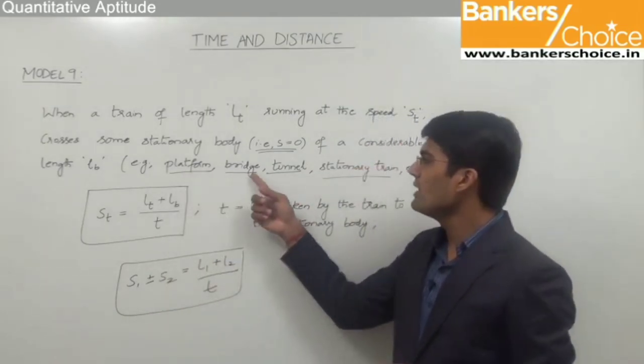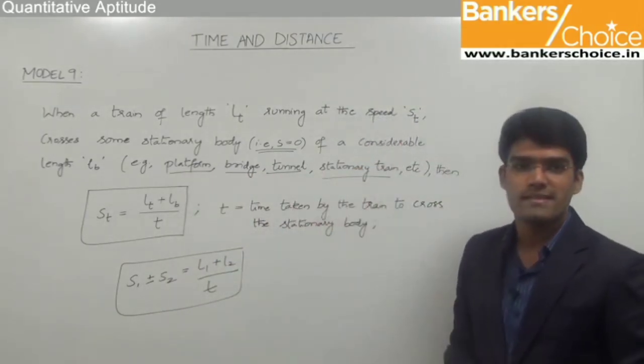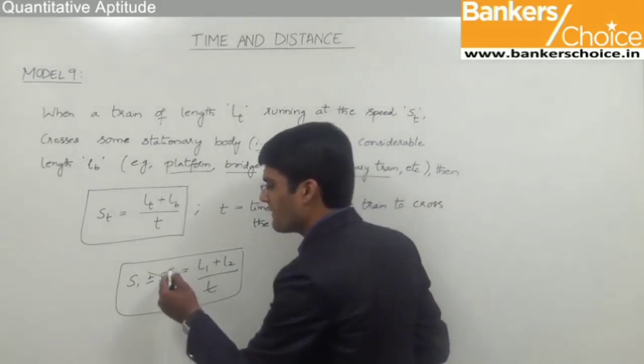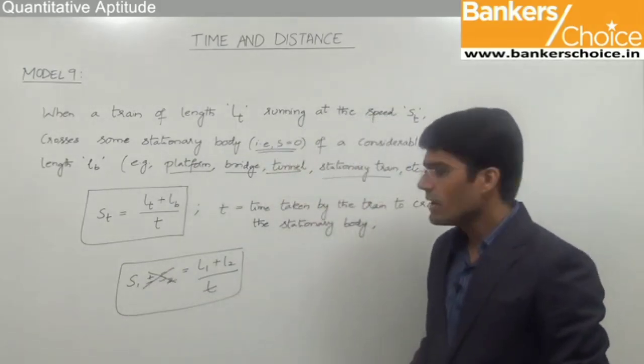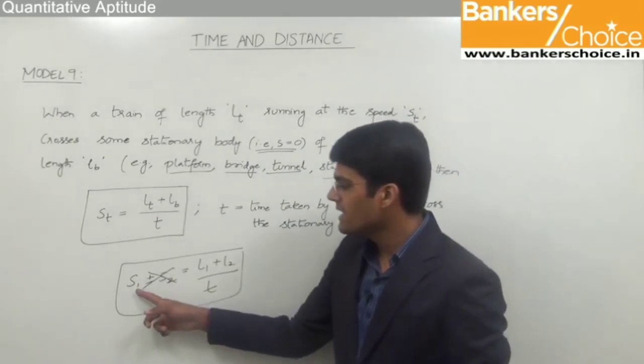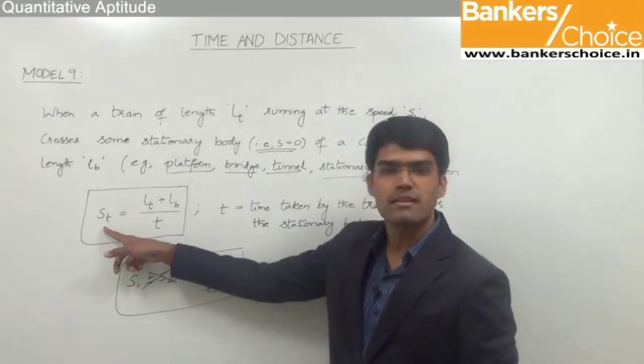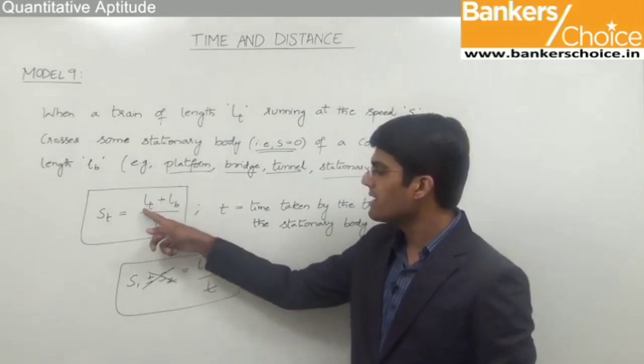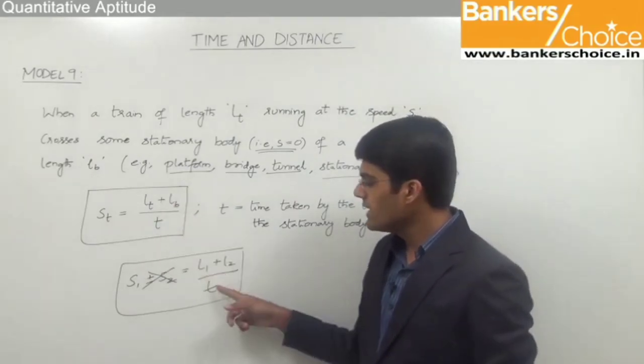For example, for all these bodies, the speed is 0 as they are stationary objects. So this portion of the equation should be taken as 0. And remaining everything else has been taken in the given equation. So S1 is nothing but speed of the first body, that is nothing but the train here. L1 is the length of the train, L2 is the length of the second body, and T is the time taken.